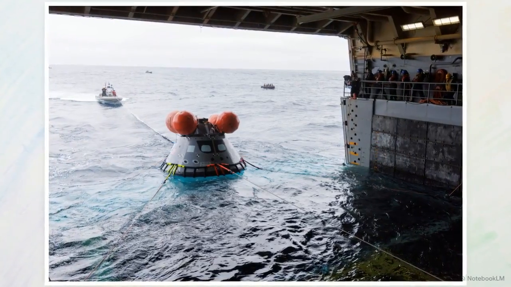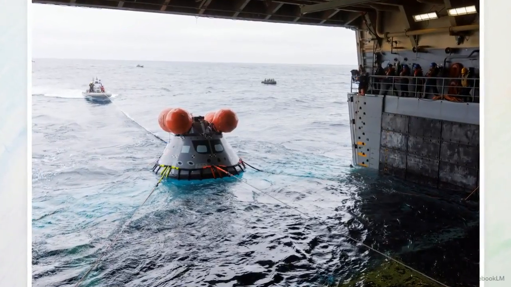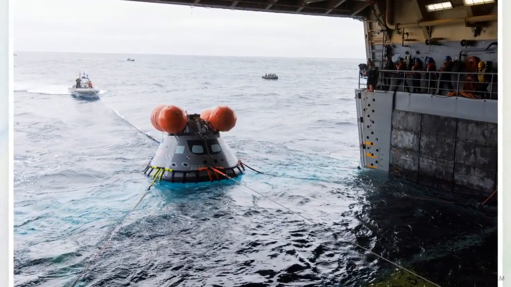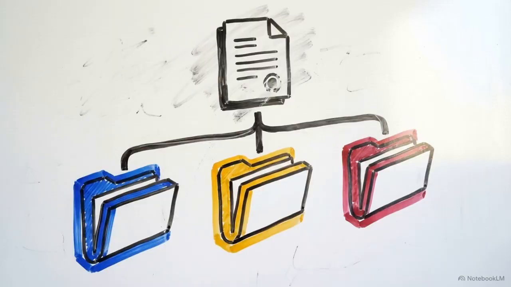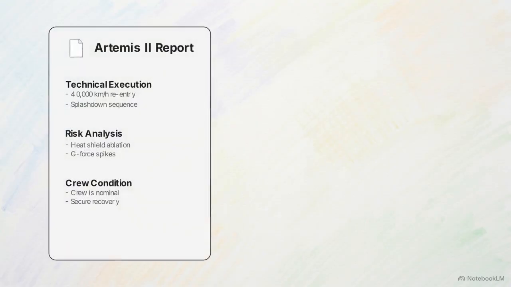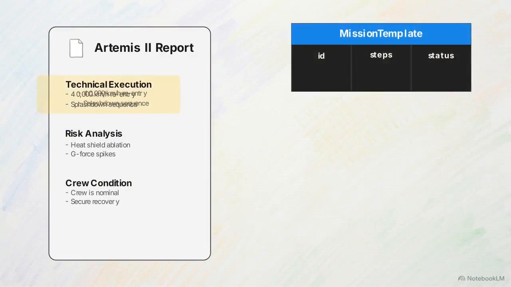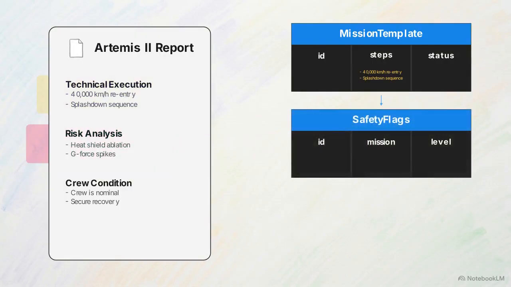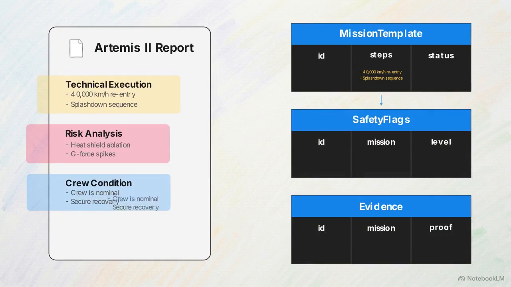Layer 2 is the mission engine, the layer that governs every action a user takes within the platform. The Cohandy mission schema is reverse-engineered directly from NASA's operational reporting for the Artemis II mission. We deconstruct the Artemis splashdown into 3 data types: technical execution, the human narrative, and safety risk analysis. We translate technical execution into a database array, mapping operational steps into a mission template table. The risk analysis converts into a linked safety flags table. Finally, the crew condition narrative dictates the structure for user-submitted proof in the evidence table.